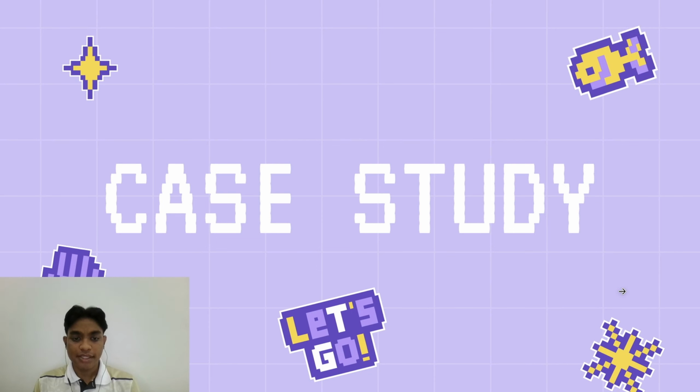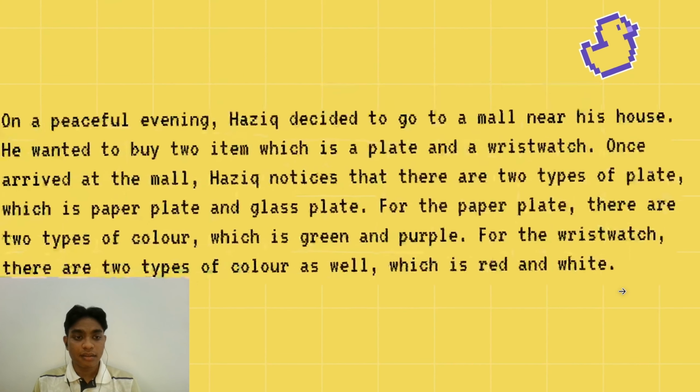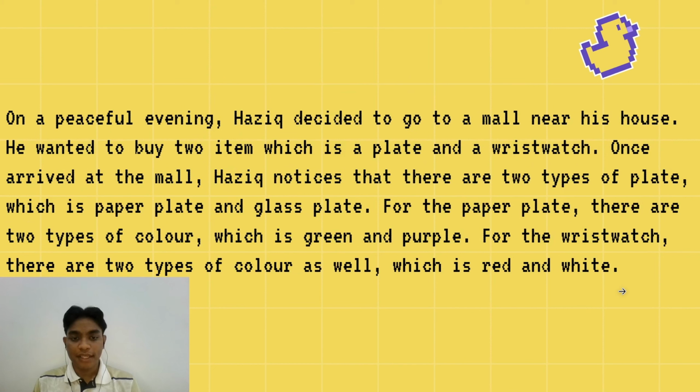Now we go to the case study. On a peaceful evening, HAZIQ decided to go to a mall near his house. He wanted to buy 2 items, which are a plate and a wristwatch. Once arrived at the mall, HAZIQ noticed that there are 2 types of plate, which are paper plate and glass plate. For the paper plate, there are 2 types of color, which are green and purple. For the wristwatch, there are 2 types of color as well, which are red and white.